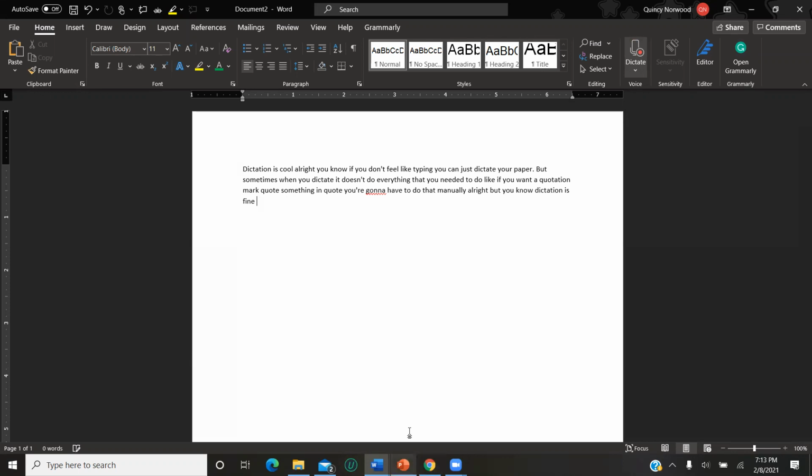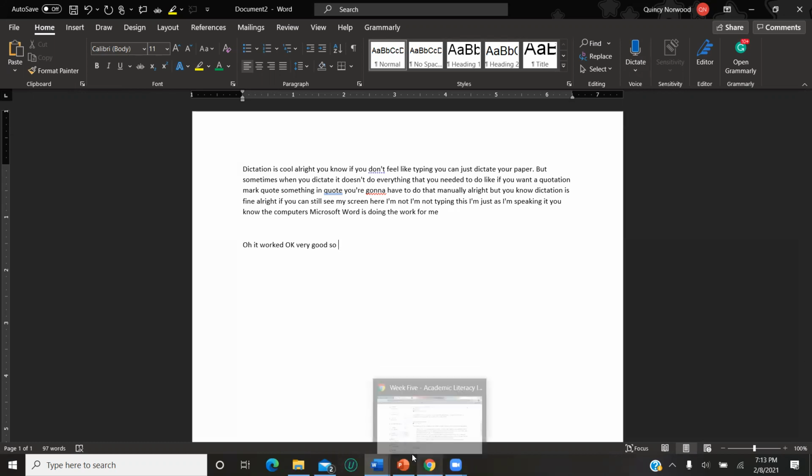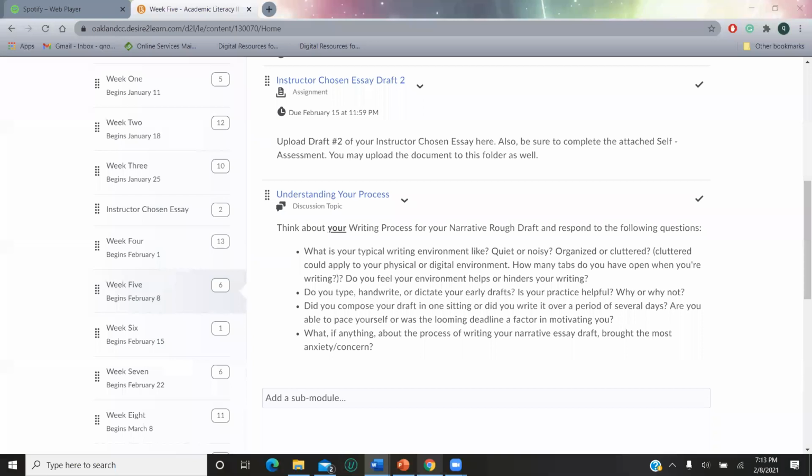If you can still see my screen here, I'm not typing this. As I'm speaking it, Microsoft Word is doing the work for me. New paragraph. Oh, it worked. Okay, very good. So that's that. If you want to dictate your papers, that's fine. This isn't my preference, but if you want to do that, that's cool.